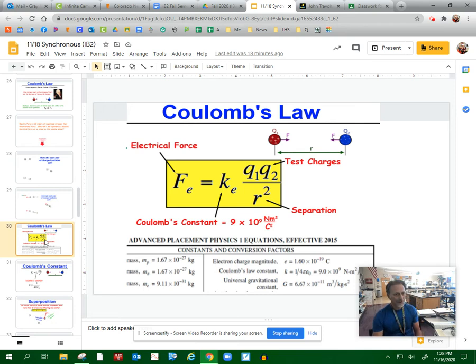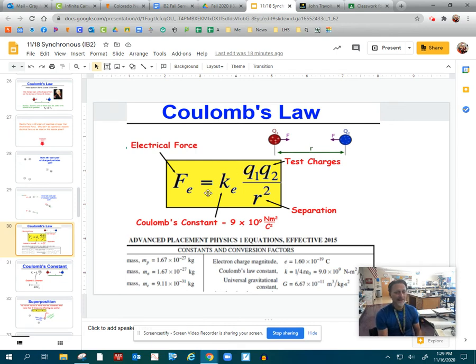So here's the technical equation for Coulomb's law. You get this in your equation booklet, but here it says that electrical force equals KQQ over R squared, and the K is a constant called Coulomb's constant. It equals 9 times 10 to the 9 newton meters squared per coulomb squared. And this is a universal constant.